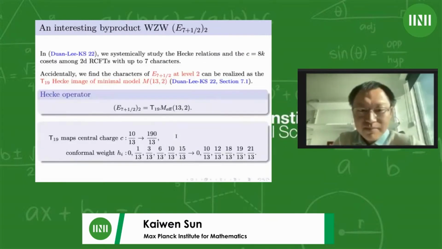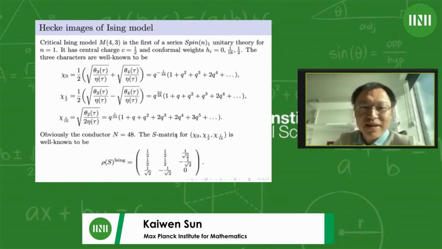Okay, thank you. Right, so let's have a look at another example, which is the Ising model. In this case, there are 3 characters, with central charge 1/2 and conformal weights 0, 1/16, and 1/2. These 3 characters are well known like this. And the conductor is 48, as you can recognize from this prefactor. The S matrix for this vector-valued modular form is also well known like this.